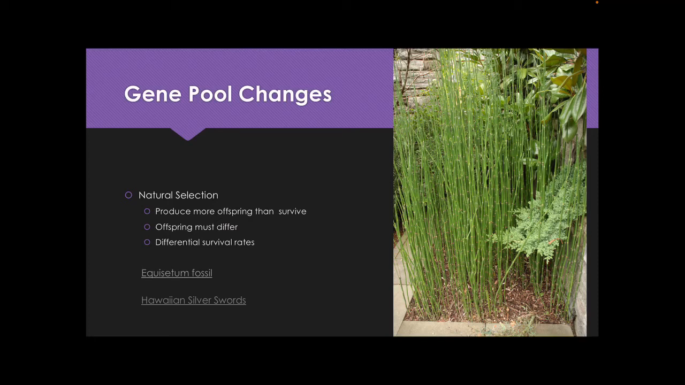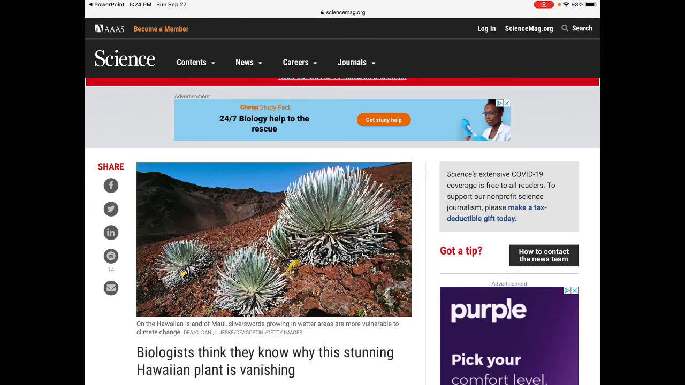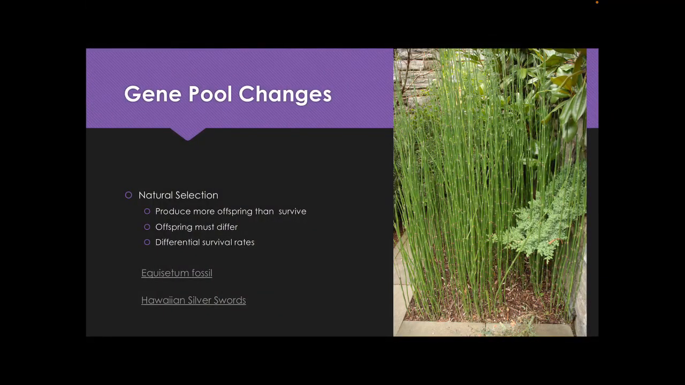This can cause problems. These are Hawaiian silver swords, and this is a plant that's struggling right now. It's struggling because the climate is different now than it was when these plants first arrived on the Hawaiian Islands millions of years ago. And the climate is wetter there than they're used to, and so these plants are actually moving higher and higher up the mountains where it's drier and drier. So this is something that's happening even as we speak. These plants are adapting or trying to adapt to the changes that are occurring.